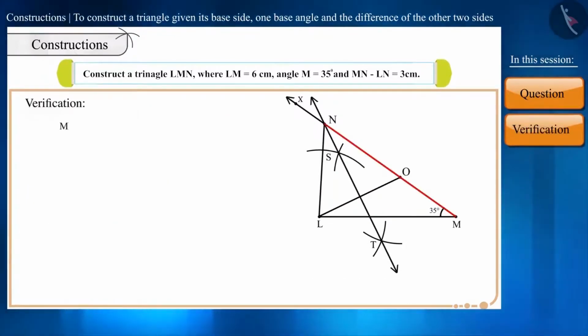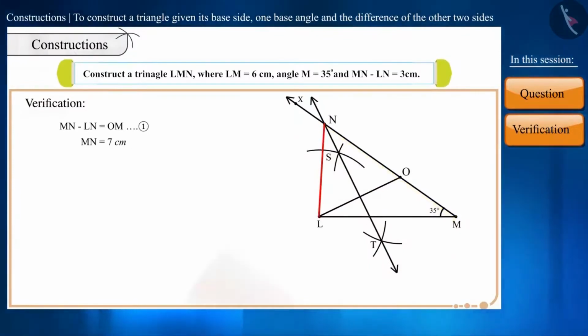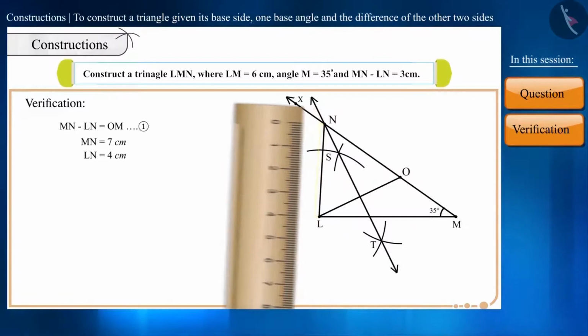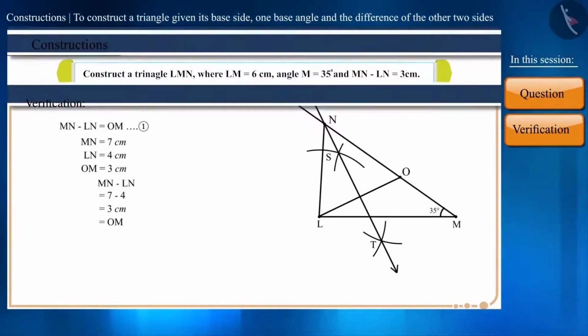For verification, MN minus LN is equal to OM. Let's call it equation 1. Let's take the measure of side MN. The length of MN is 7 centimeters. Now let's take the measure of LN, which is 4 centimeters. We have taken the length of side OM as 3 centimeters. On subtracting the values, our construction gets verified.